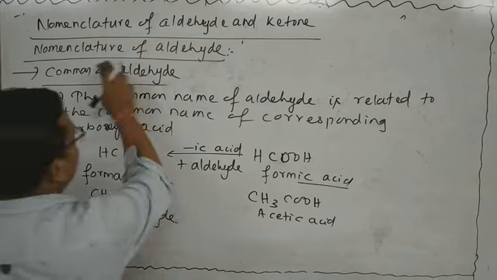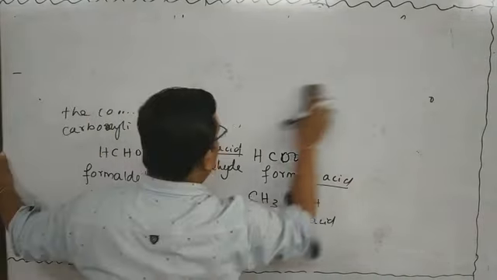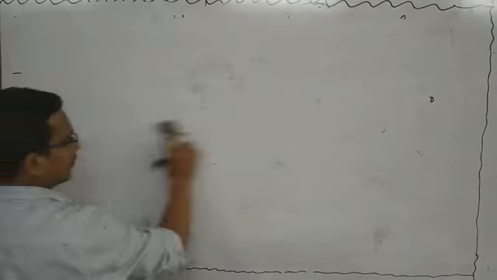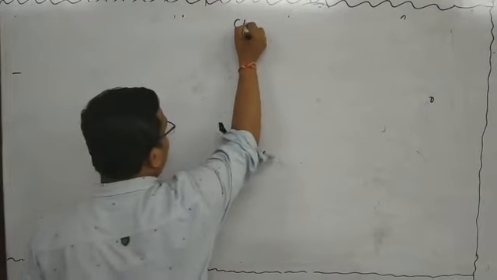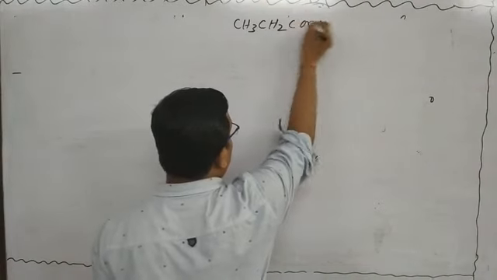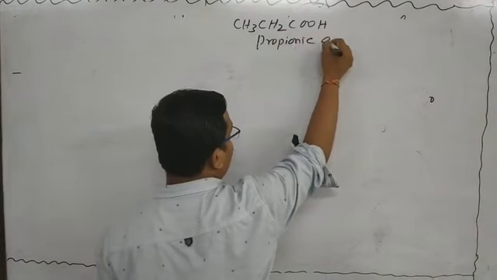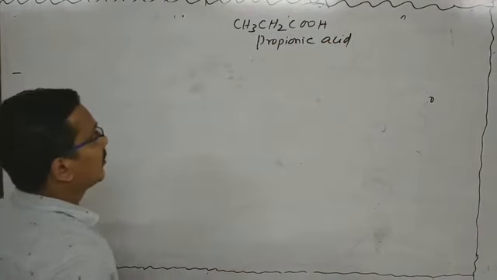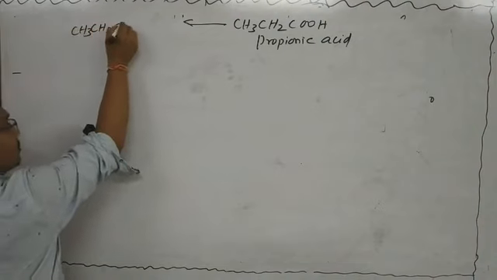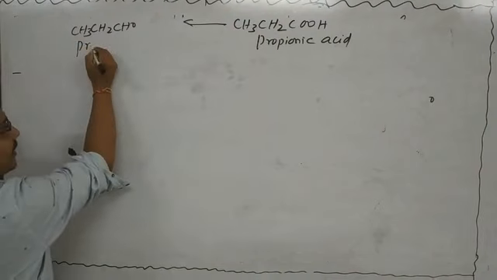Let me discuss another example of aldehydes. Suppose think about propionic acid, CH3CH2COOH. The name of this compound is propionic acid. These are also common names. And the corresponding aldehyde is CH3CH2CHO, and the name of this compound is propionaldehyde.